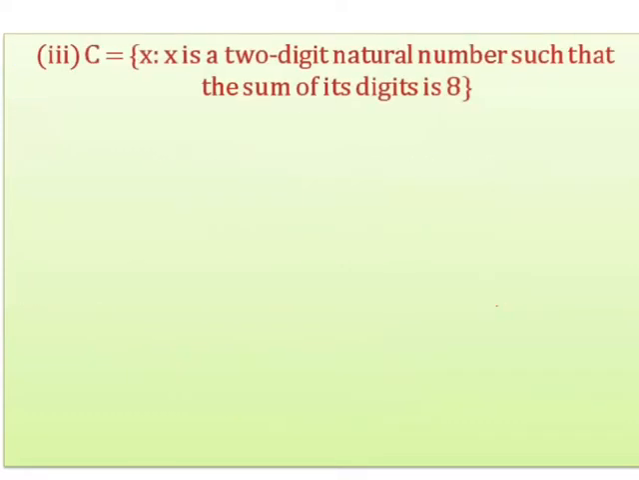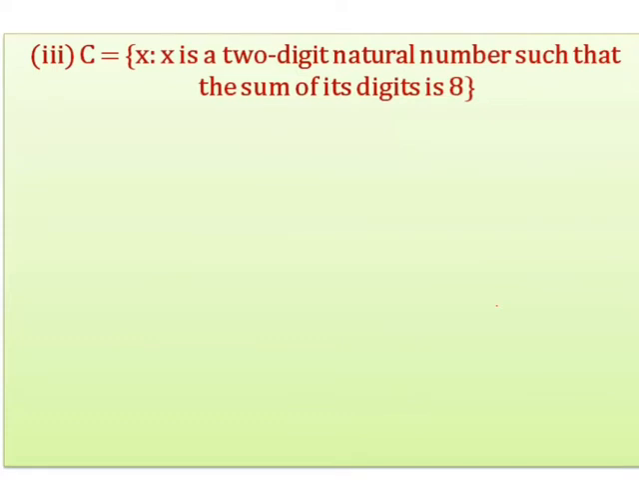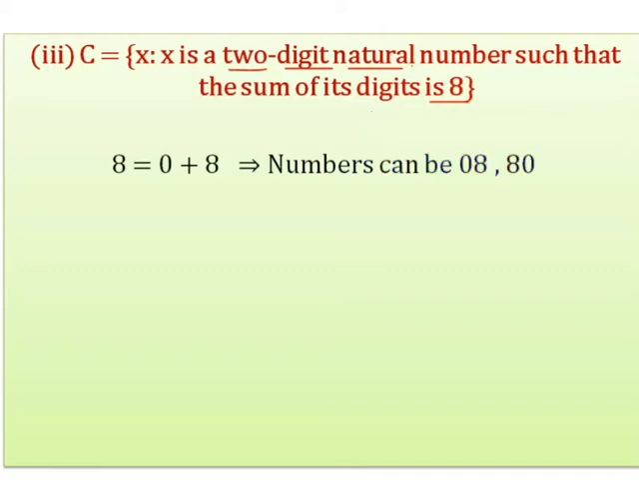The next problem is set C is equal to the set of all x such that x is a 2-digit natural number and the sum of the digits is 8. So 8 can be written as 0 plus 8. So the numbers we can write are 08 and 80. Here 08 we cannot write, because if you write it as 08 we can write only the 8. The value is only 8, and they have said here it is a 2-digit natural number. So we are going to consider only 80.